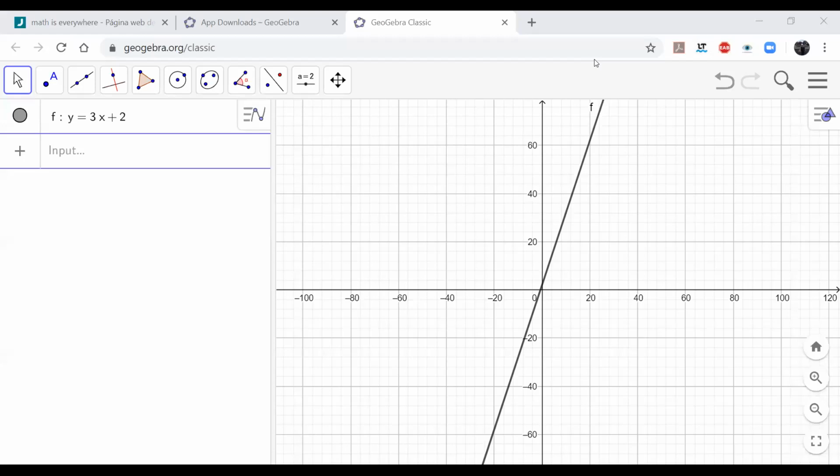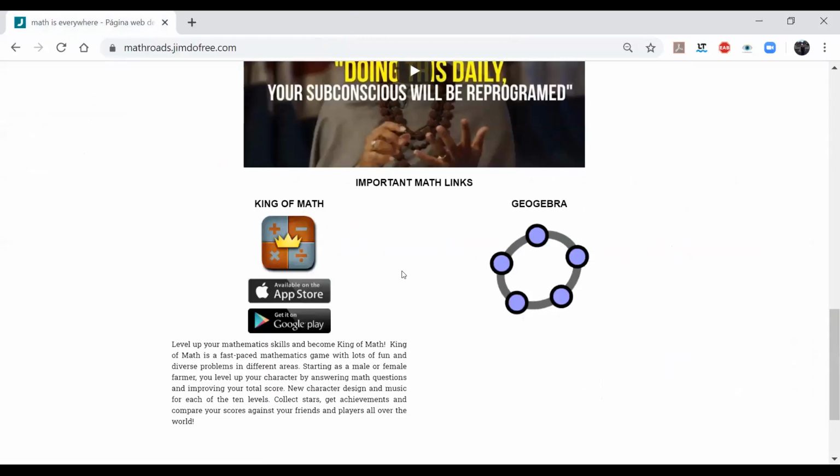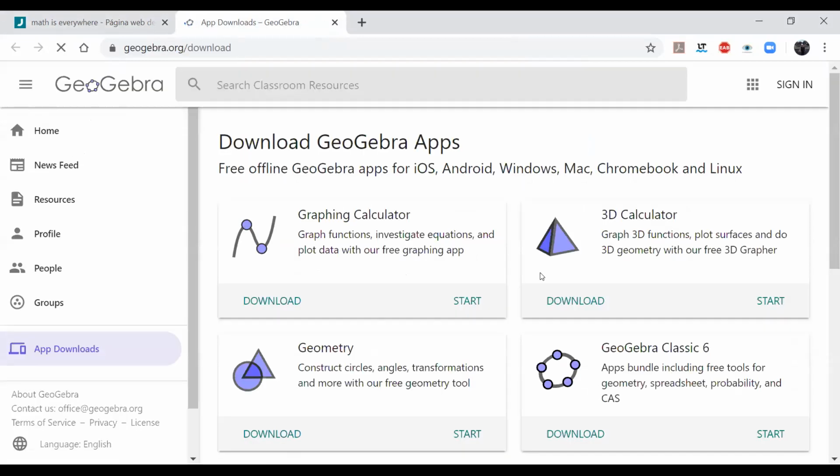Okay, let me share the screen again. Okay, so you should be here. Give me a second. I am going to close and show the whole process again. I am in Math Roads, right? Can you see Math Roads? Yes. Okay, I am going to click on GeoGebra and it's going to take me to a website of GeoGebra. Can you see the website? Yes.